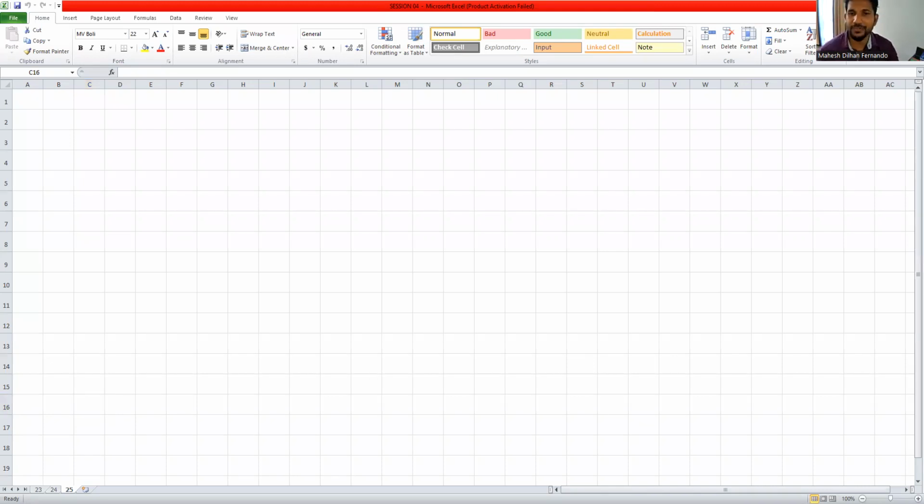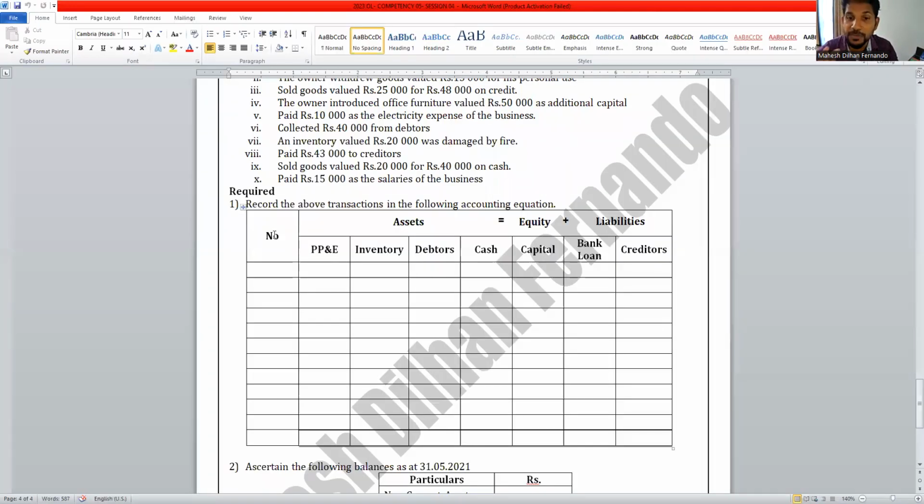When you have been given a format, I told you, in the O-level examination or in your term tests, this table will not be provided. So you have to draw it nicely.